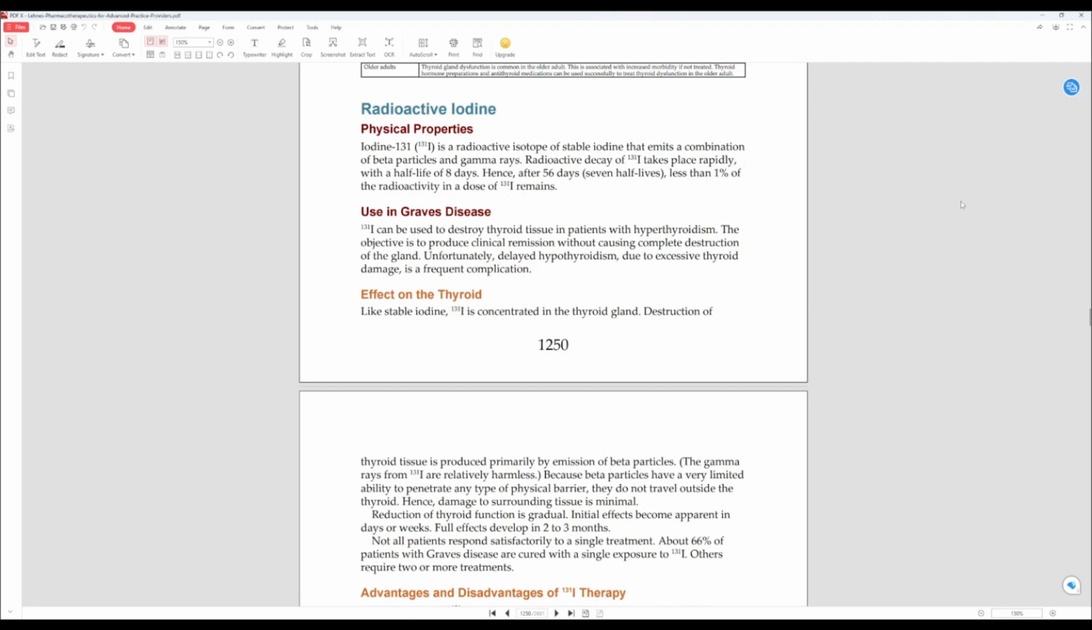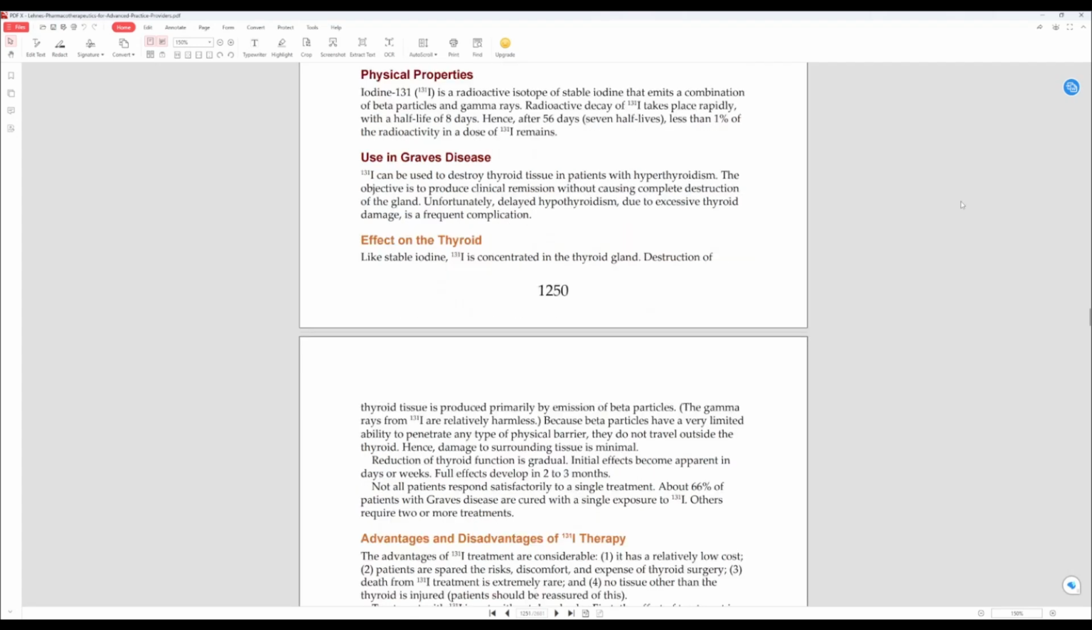Iodine-131 can be used to destroy thyroid tissue in patients with hyperthyroidism. The objective is to produce a clinical remission without causing complete destruction of the gland. Unfortunately, delayed hypothyroidism due to the excessive thyroid damage is frequently a complication.